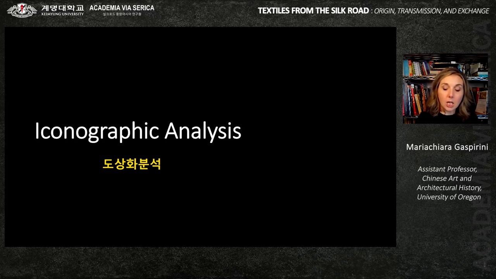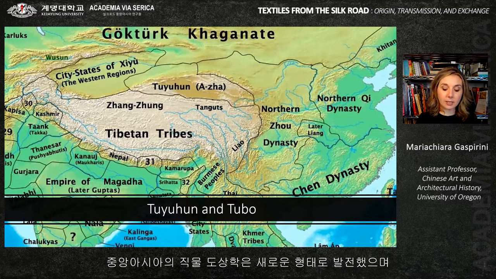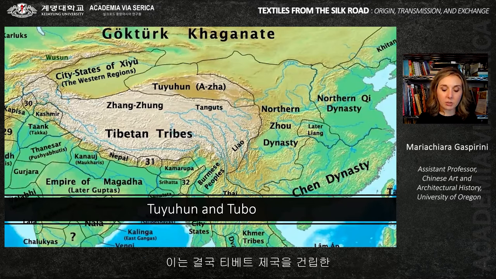With the rise of the Tibetans in Western China in the 7th century, Central Asian textile iconography developed into a new form, which eventually became part of the semi-nomadic lifestyle that formed the Tibetan Empire.